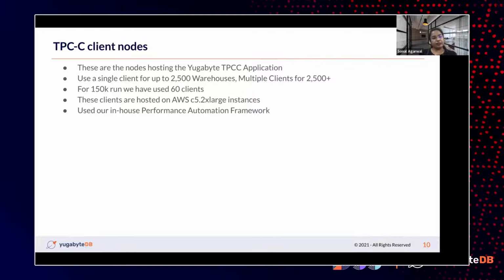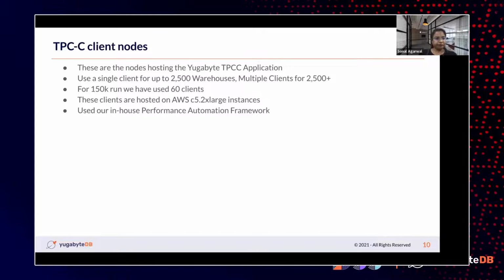For a single client, we can use 2,500 warehouses. But if we have more than 2,500 warehouses, we recommend using multiple clients. Though we say 2,500 warehouses, we are also able to scale to 2,700 warehouses per client. For the 150K run, we have used 60 clients. These clients are hosted on AWS C5 2xlarge instances.